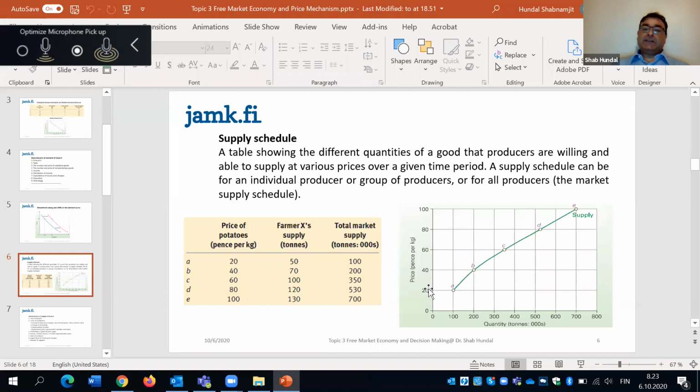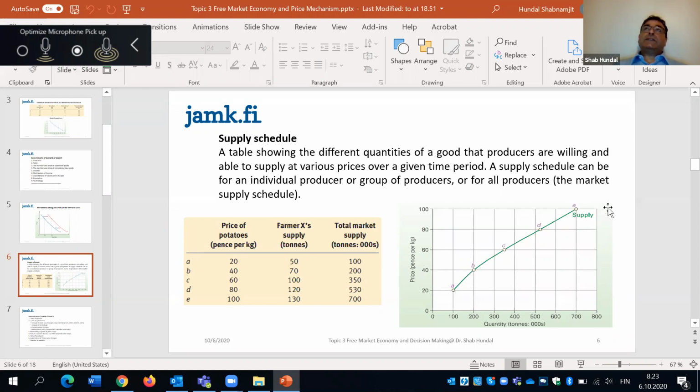So 20 pence is something which the farmers not only should but must receive. And any price below 20 pence is unacceptable to the farmer, the producers or suppliers, whoever, and the supply becomes zero. Because if they keep supplying even at a low price, then the supply curve would start almost from zero. And if the suppliers do that, then they are giving up their bargaining strength.